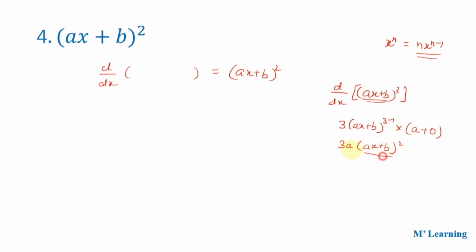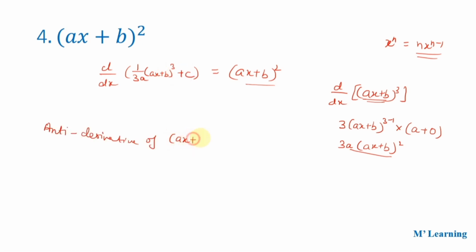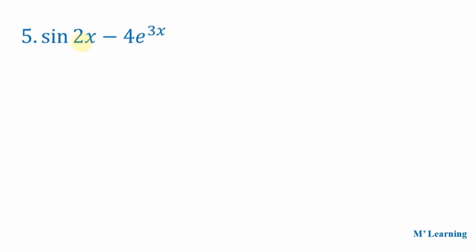We have to see the difference between this and this. So the difference of 3a will become 1/3a on the other side. So 1/3a, and with it the thing we differentiated, that is (ax plus b) whole cube. So the antiderivative of (ax plus b) whole square is 1/3a (ax plus b) whole cube plus c. This is its answer. Now let's see question 5, which is sin 2x minus 4 e to the power 3x.